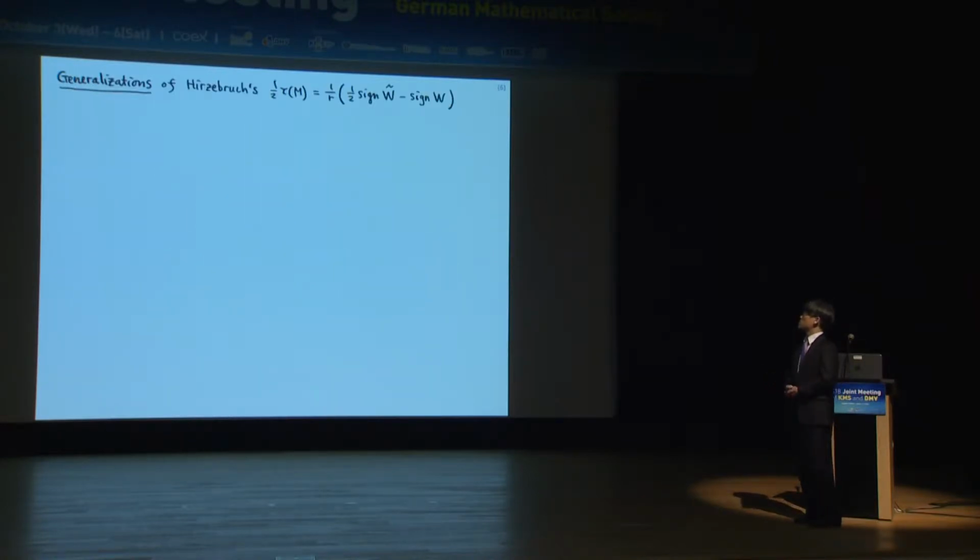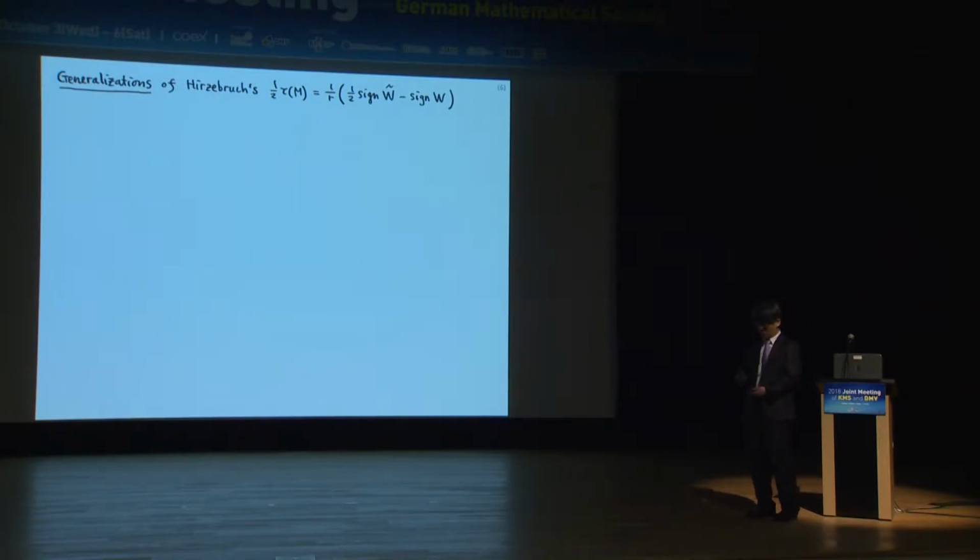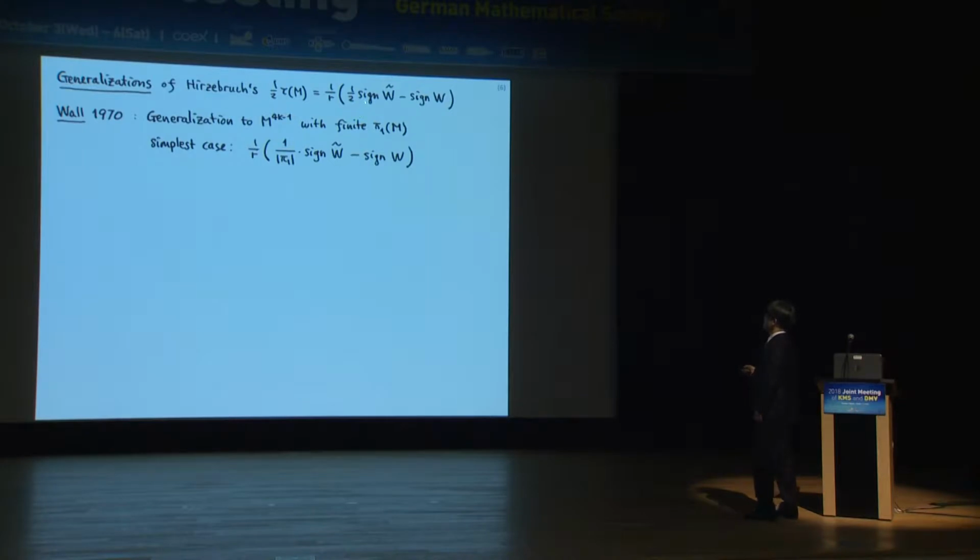And starting from his initial introduction, this was generalized by several people. I could mention, first of all, Wall's work. In his study of surgery, he generalized Hirzebruch's invariant for the case of finite fundamental group. This generalization is very straightforward. Indeed, we can just replace this number 2, which appeared because we used double cover, by the order of this finite fundamental group. So that's along the same lines.